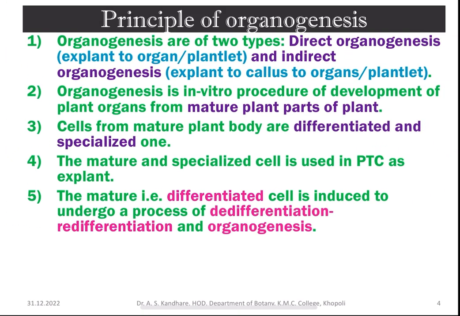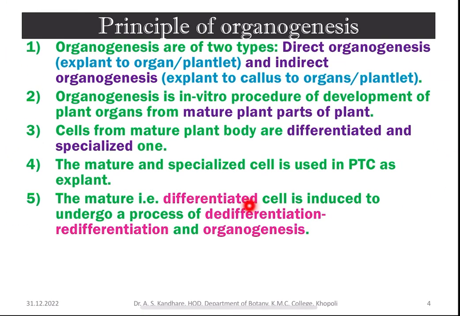And this specialized cell which is differentiated is induced to undergo a process called de-differentiation. डिफरेंशिएटेड सेल को एक रिवर्सिबल प्रोसेस के अंदर जाना पड़ता है, and that process is called de-differentiation. और उसके बाद फिर उसका रीडिफरेंशिएशन हो जाता है, and this redifferentiation leads to organogenesis. So this is the important theme in plant tissue culture.